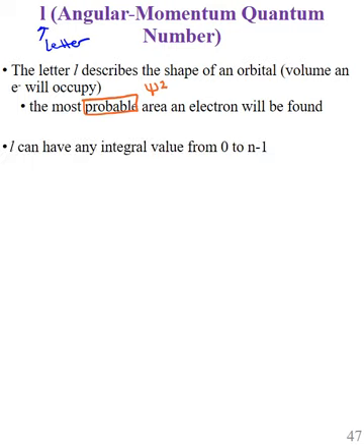The letter L can have any integer from 0 to n minus 1. What does n represent? N is that quantum number, so n is your shell. Or you can also say energy level. They're synonymous.